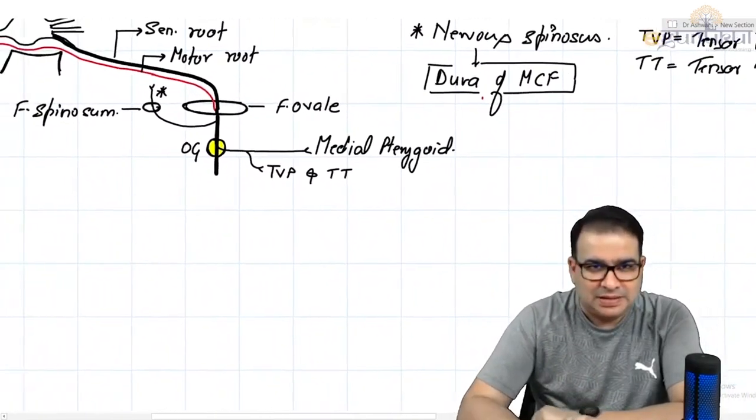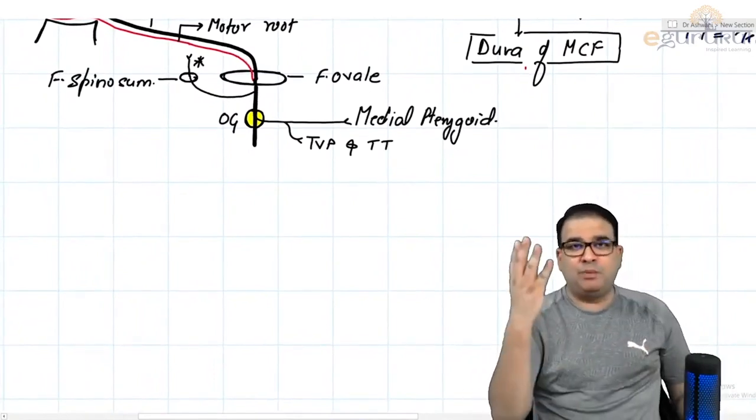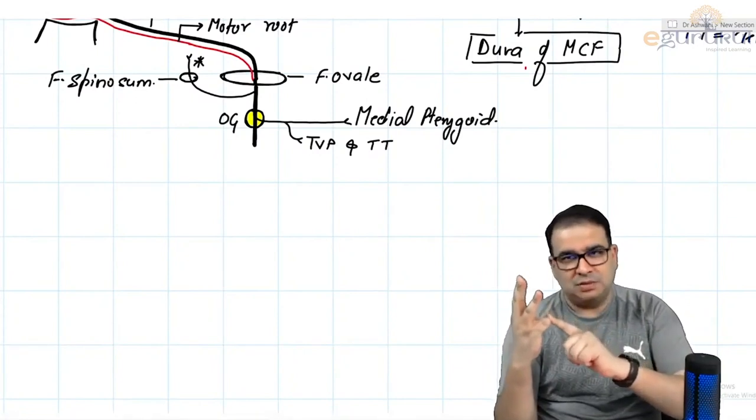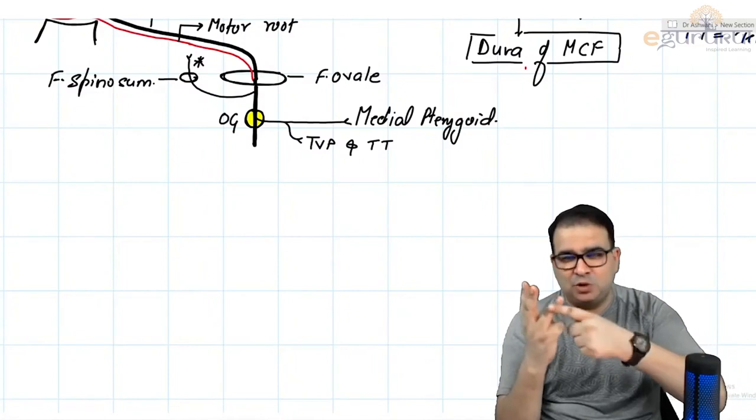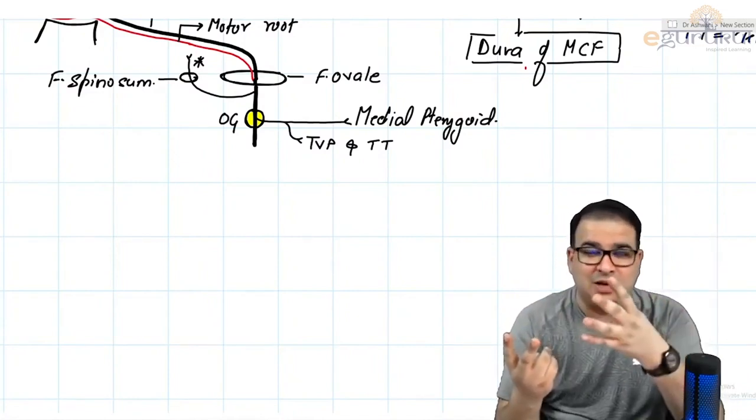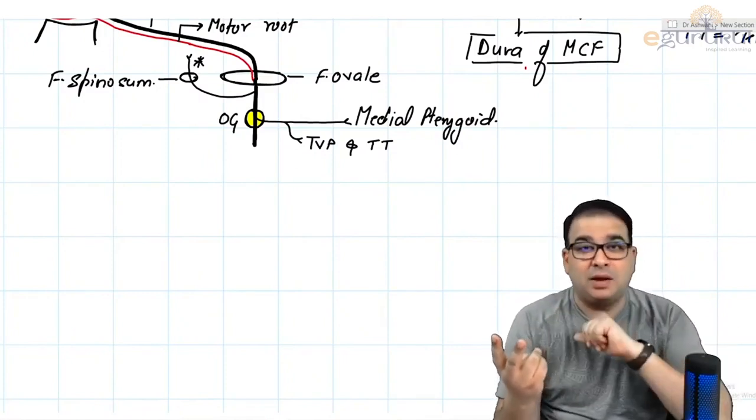Is that clear till here? Tensor veli palatini, tensor tympani. So this is about the trunk of the mandibular nerve. Four important things about the trunk. All four are important. Nervus spinosus, supplying the dura mater of the middle cranial fossa. On the medial side, it is connected to the otic ganglion, a topographic connection. We said all four ganglia are related to the trigeminal nerve. We already saw ciliary, we already saw pterygopalatine, and now you're looking at the otic ganglion.